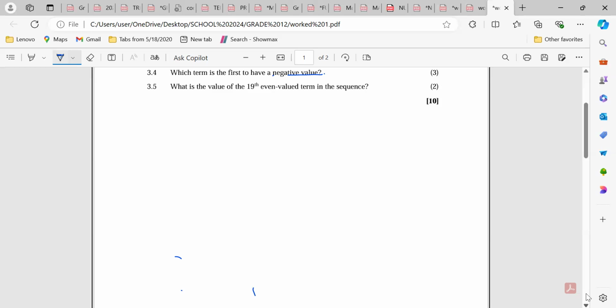So question 12.5 says, what is the value of the 19th even value term in the sequence? It does not say what is the value of the 19th term. It says the 19th even value term, which means we have to find the even numbers in the sequence. Because the number of terms is 42, and the sequence starts with an even number and ends with an odd number, there are 21 odd numbers and 21 even numbers.